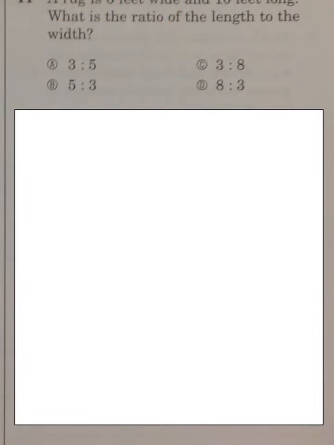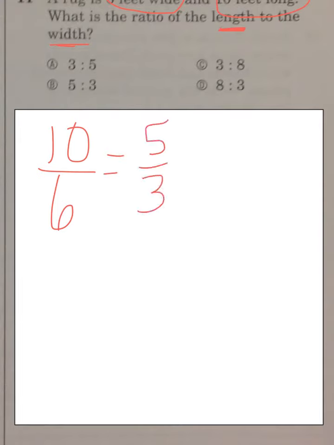Number 11, a rug is 6 feet wide and 10 feet long. What is the ratio of the length to the width? Look at what you're looking for. Length to width. Up here we have 6 feet wide and 10 feet long. So 10 feet long would go with the length, which would be 10, and then the width would be 6. You can reduce that ratio to 5/3, and remember that ratios can be written 3 ways. In this case, we're looking for an answer with the colon, so 5:3 is B.